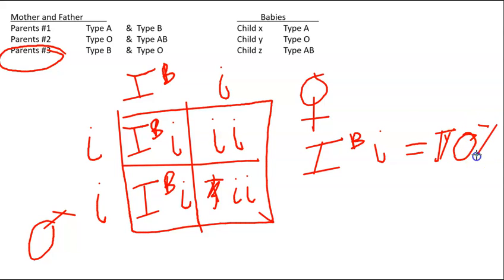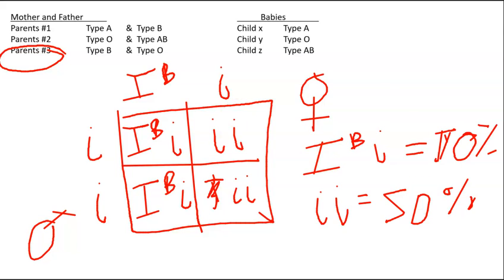My stylus is not working right now. Here we go. So parent set number 3, they make a strong case for being the parents of the child with type O blood, since that is the only possibility with this combination of genotypes.